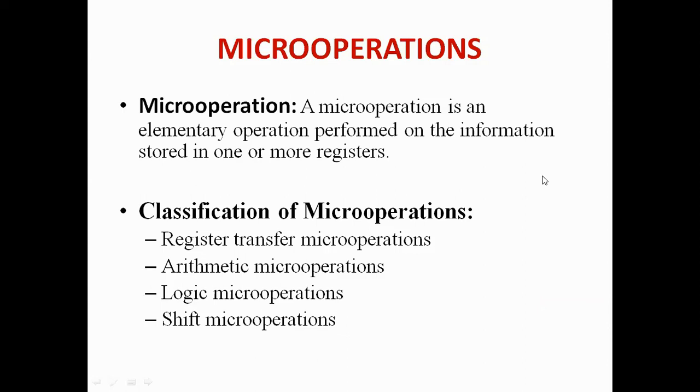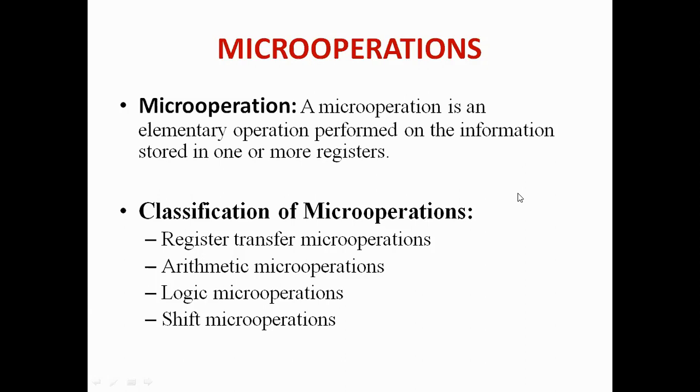What is a micro operation? A micro operation is defined as an elementary operation performed on the information stored in one or more registers. So it is a basic and elementary level operation that performs some operation on registers, right? When we go to this level, to the register level of operation, we call it a micro operation, right?